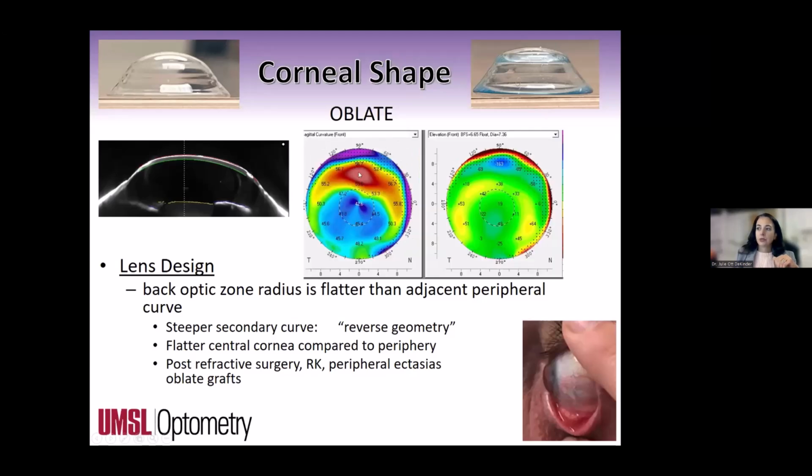So like that patient would be one. Here's one where you could consider an oblate design. Yes, you have a little bit of steepness here, but really the bulk here is flatter. So I would trend towards initially selecting an oblate design if I could.